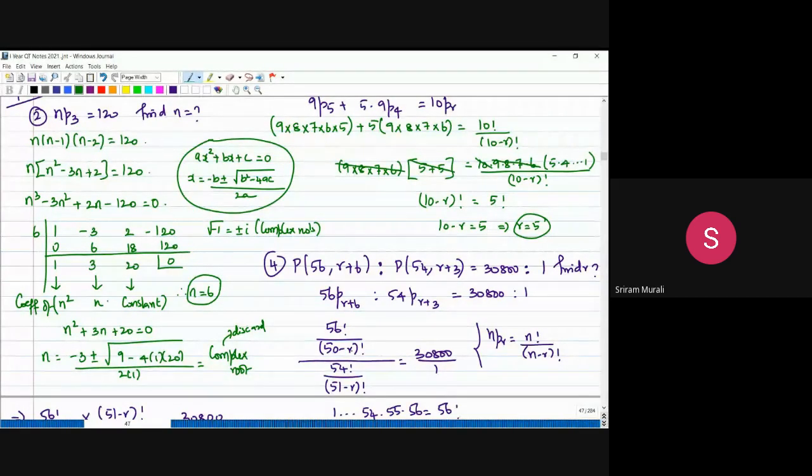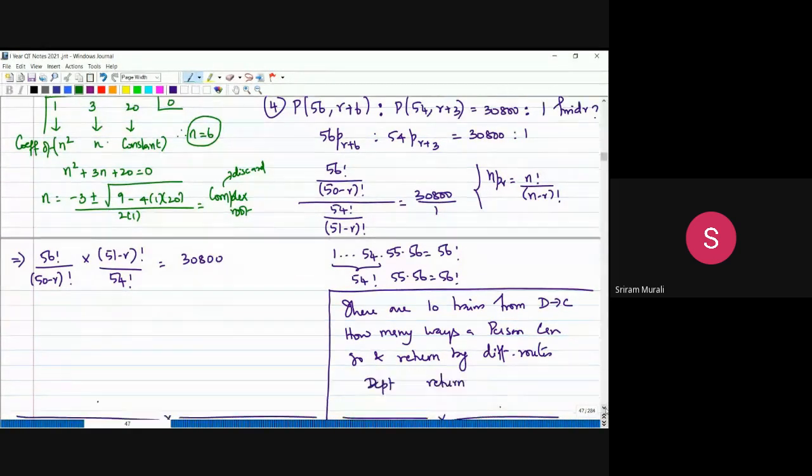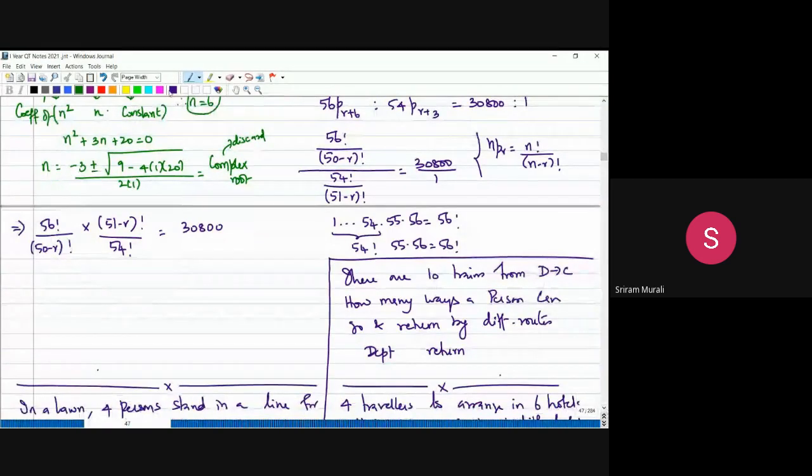So 56 factorial divided by 50 minus r. Why is it 50 minus r? 56 minus r minus 6 will be 50 minus r factorial, divided by 54 factorial divided by 54 minus 3 will be 51 minus r factorial. It is 3800 by 1. I just reciprocate this. If I reciprocate, this will come to the numerator. So what I have to do, can you not find 54 factorial in 56 factorial?